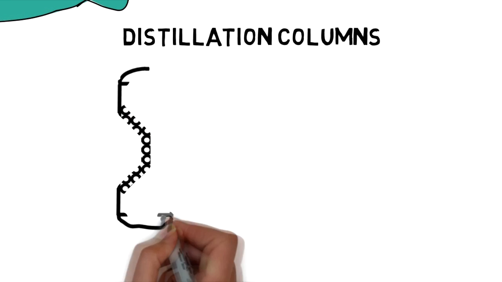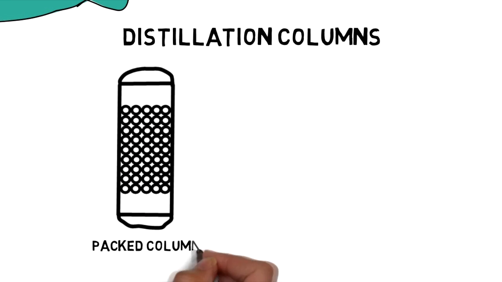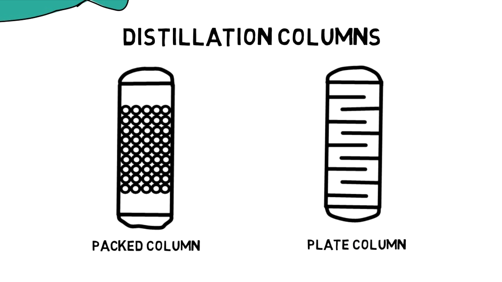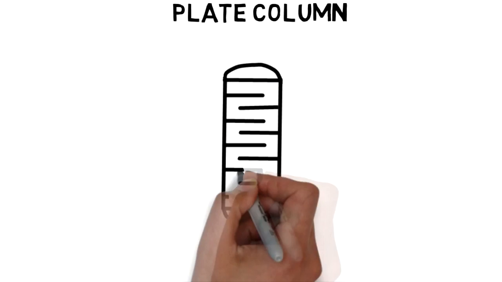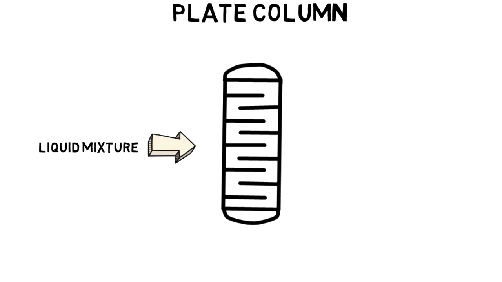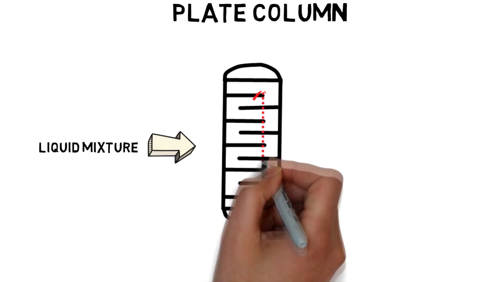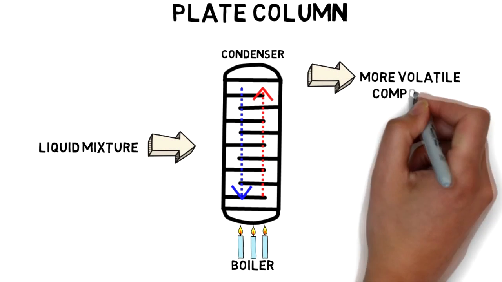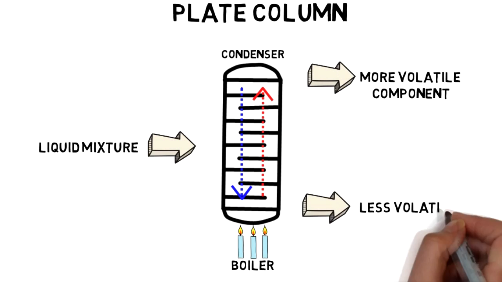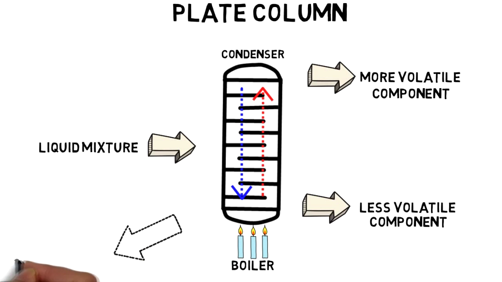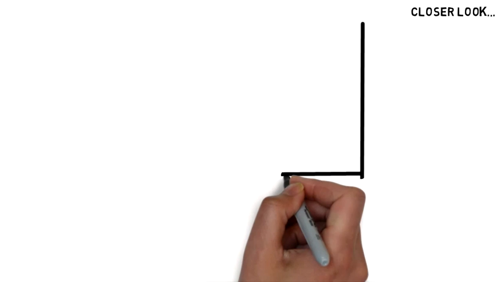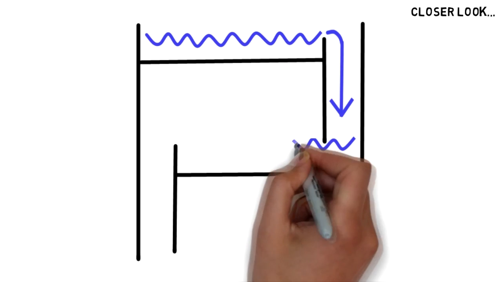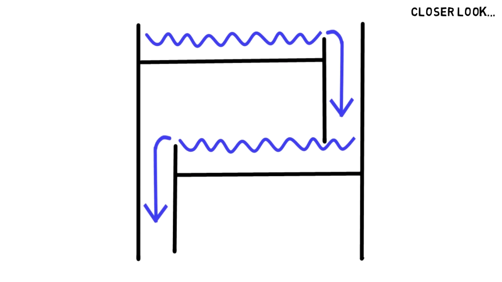Basically, there are two types of distillation columns, the packed column and the plate column. As the liquid mixture enters the column and heat is supplied through the boiler, the more volatile component goes up while the less volatile component goes down. Now let's take a closer look. This is what happens.